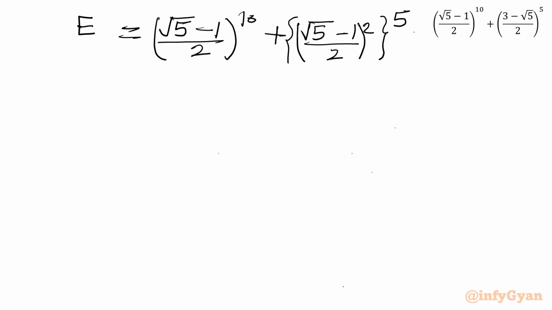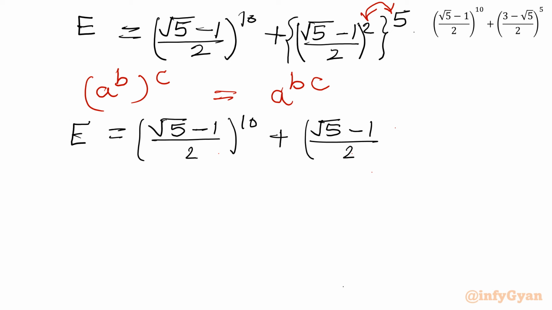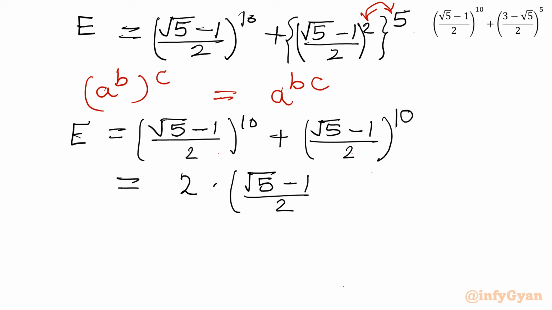Now I will use one exponent property: (a^b)^c can always be written as a^(b×c). So I need to take the product of 2 and 5. So I will write our expression E equal to ((√5 − 1)/2)^10 plus ((√5 − 1)/2), 2 times 5 is 10. So ultimately this is converting into 2 times ((√5 − 1)/2)^10.